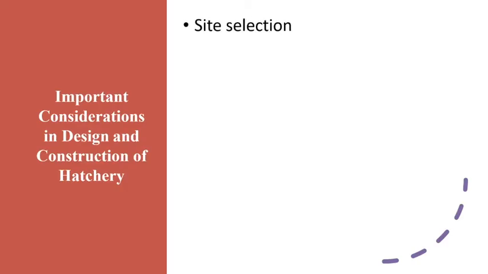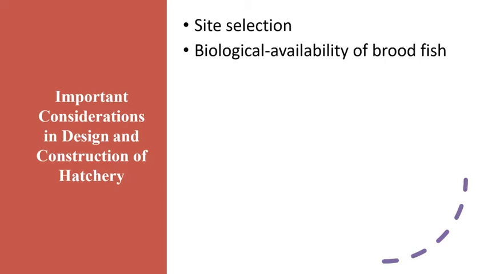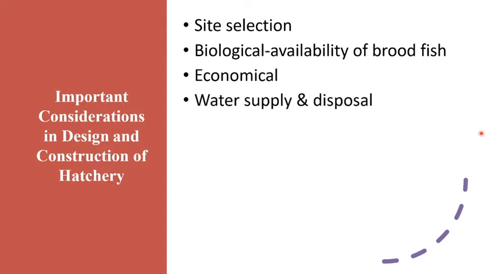Important considerations in design and construction of hatchery. The selection of a suitable site for a hatchery is very important for its successful operation. Brood fish availability is an important consideration. Hatchery should be established in an area where water quality and quantity are adequate, and the place should have disposal facility also. And overall, the hatchery construction should be done in such a way that it is economical for the farmer.